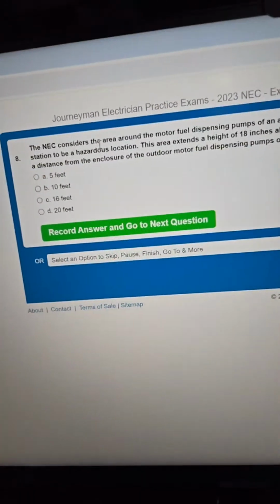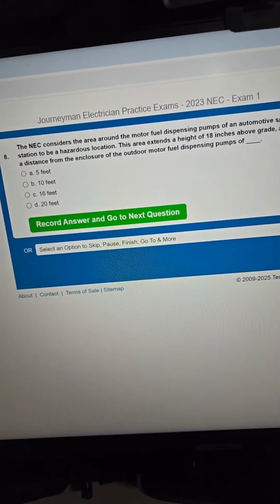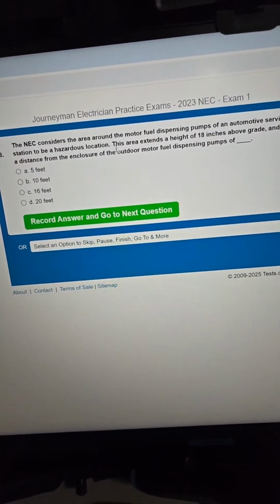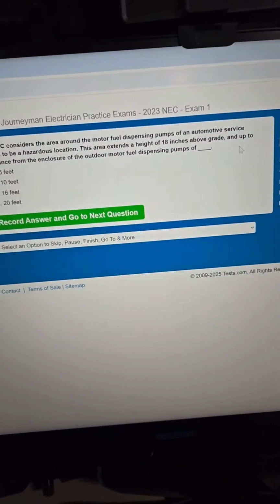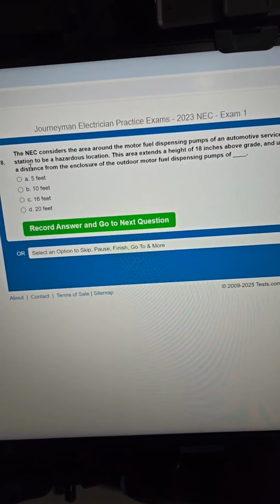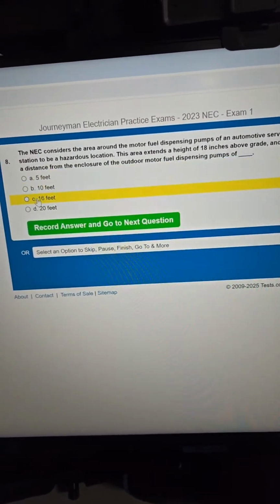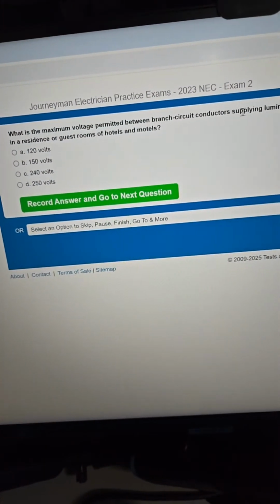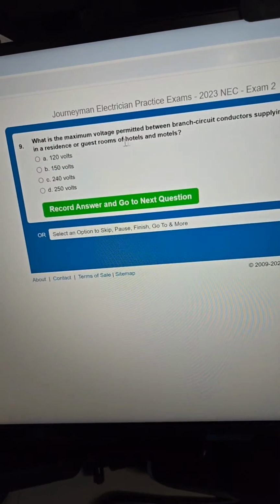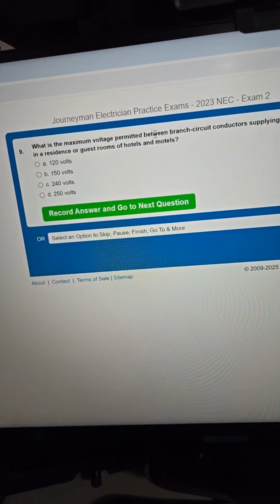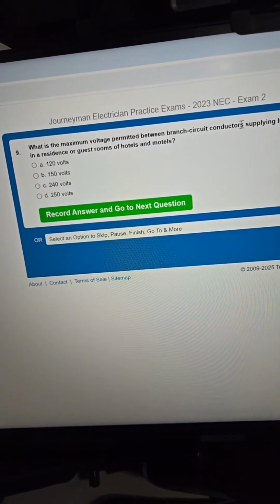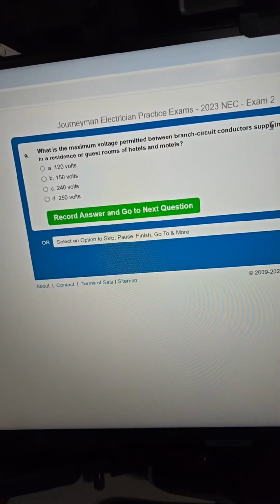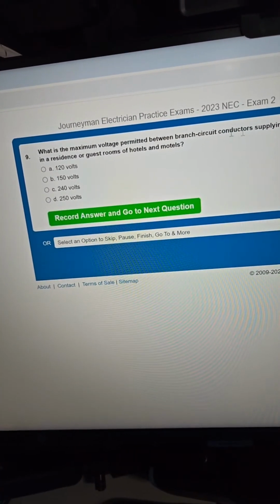NEC considers, see, we're behind. NEC considers the area around the motor fuel dispensing pumps and automatic service to be a hazardous location. The extent heights at 18 inches above grade and up to, ooh, I should know this. I think it's 16 feet. What's the maximum voltage permitted between branch circuit conductors supplying luminaires in a residence or guest rooms of hotels? The maximum voltage between branch circuits, I would probably say 240.